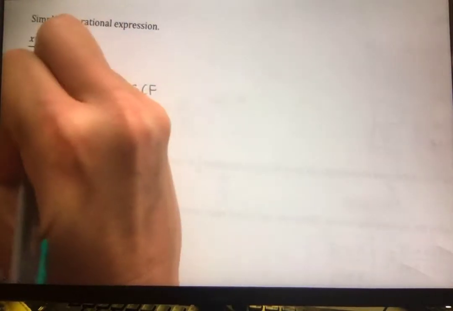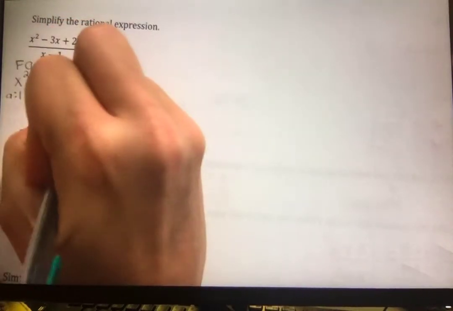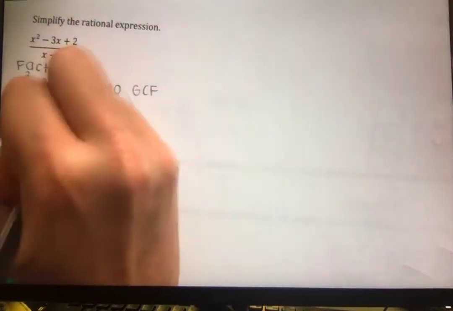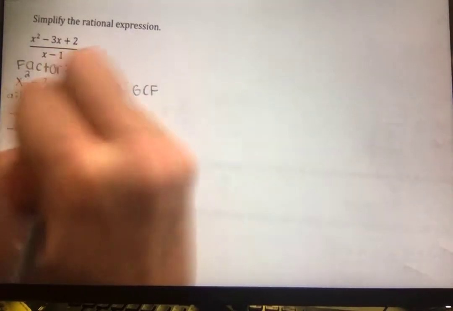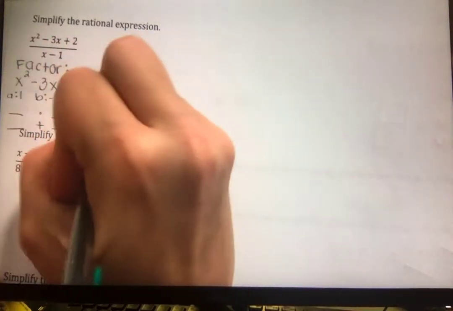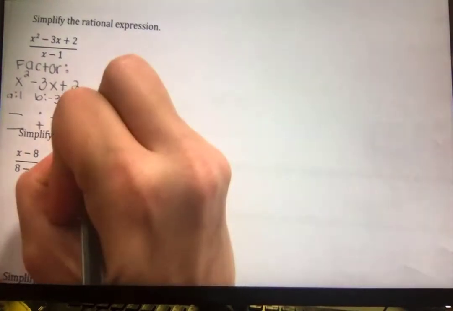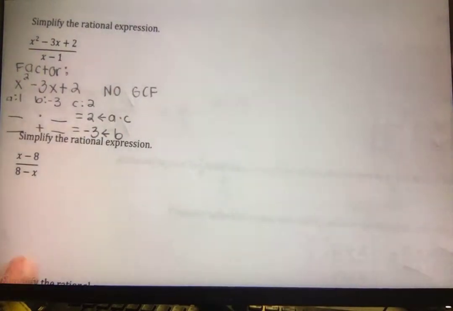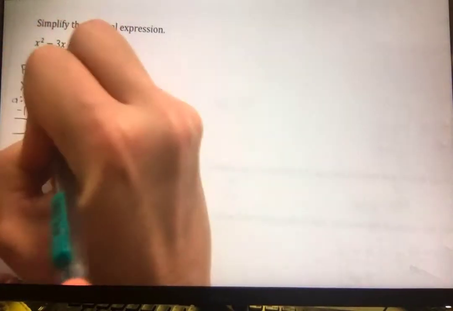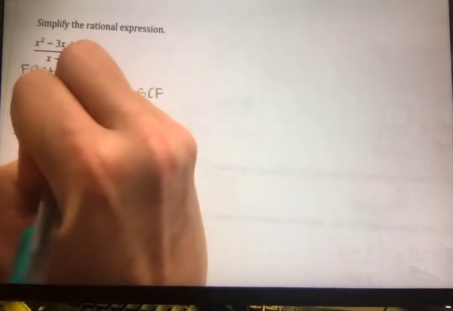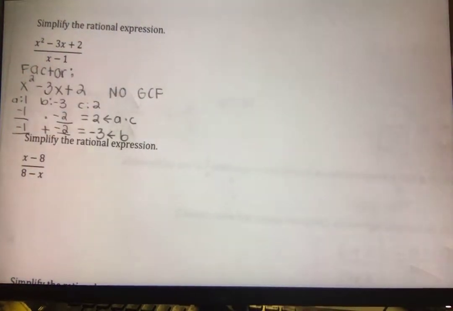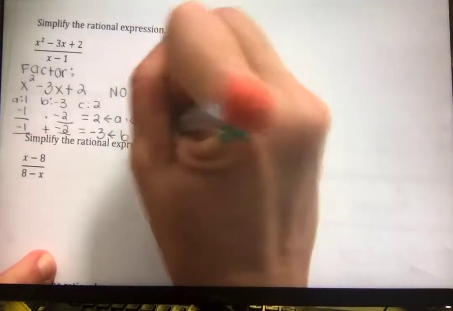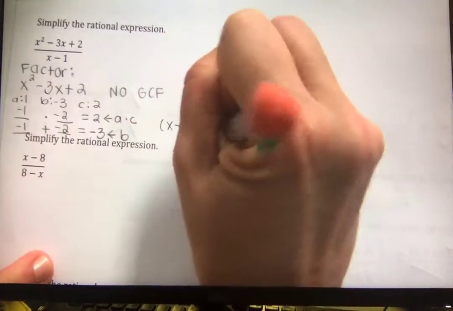So same thing, A is 1, B is negative 3, and our C value is 2. So we're looking for two numbers that will multiply together to give us A times C, so 1 times 2, which is 2, and the same two numbers add together to give me negative 3, which is B. Negative 1 and negative 2, perfect. So negative 1 times negative 2 is positive 2. Negative 1 plus negative 2 is negative 3. Because A is 1, thankfully we can go straight to our factors of x minus 1 times x minus 2.